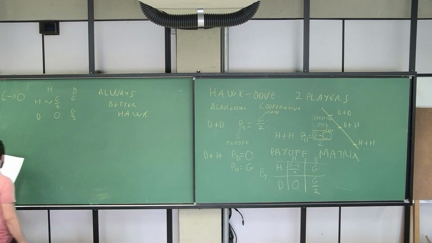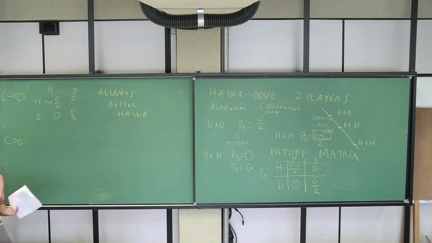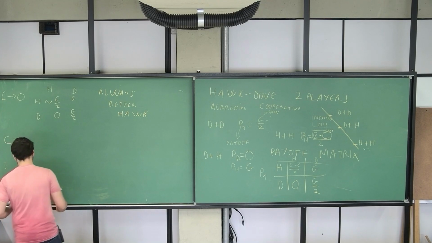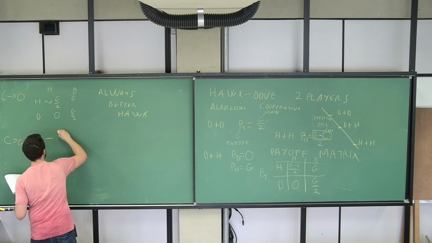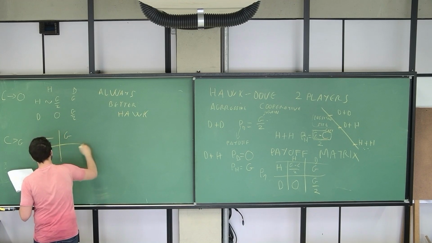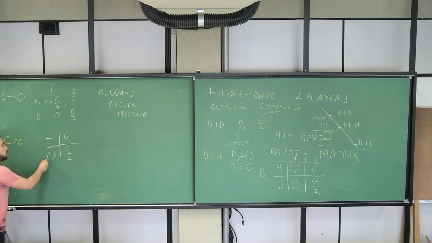Now, if C is bigger than G, things get tricky. It means you will always win against the doves, but when you play against your own kind, so against hawks, you're paying a bigger cost than what you're gaining on average. So the matrix is going to look something like a negative number, G over 2, 0, and so on. Now this entry is bigger than this entry.